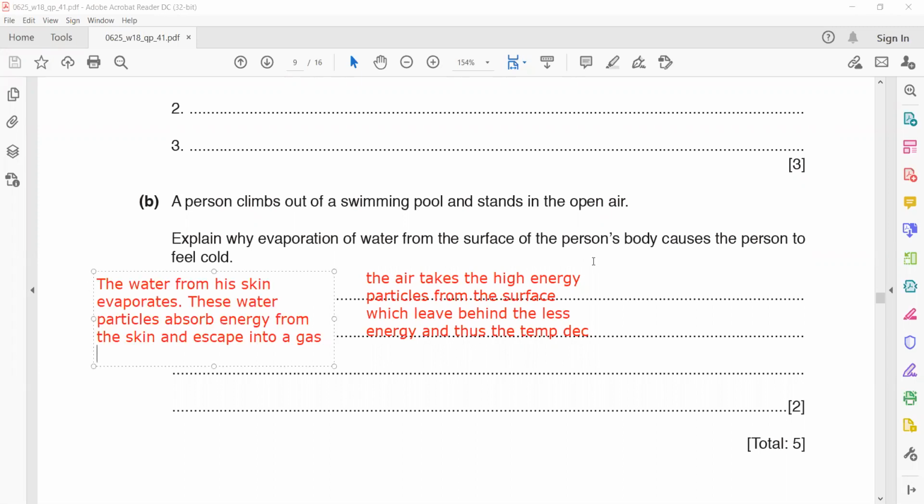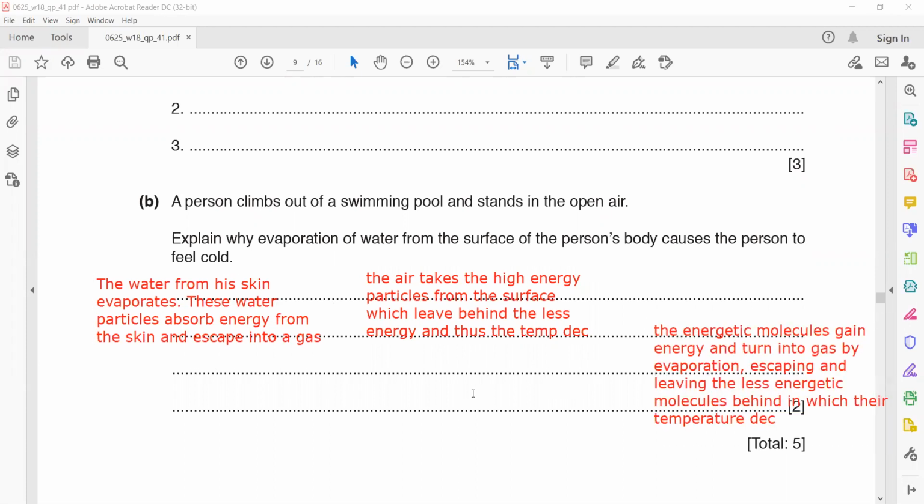Particles gain energy from the body and evaporate. That's one mark. And the second mark is, because you have to mention the cool down, like the body cooling down. So you have to mention what happened, that the molecules which are left behind have low energy. So that's why it is a cooling process.